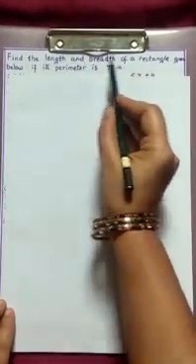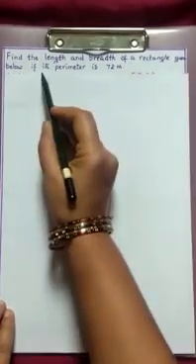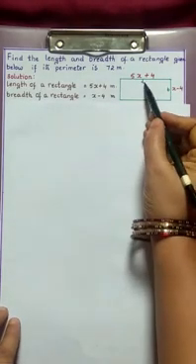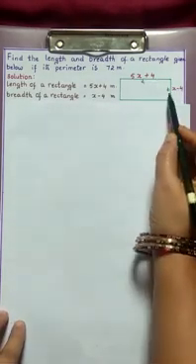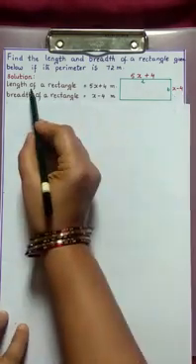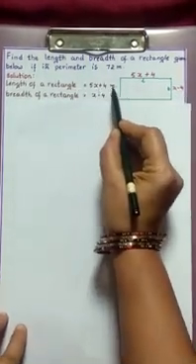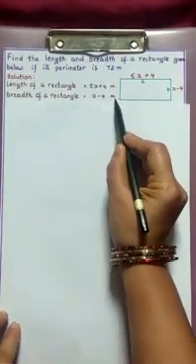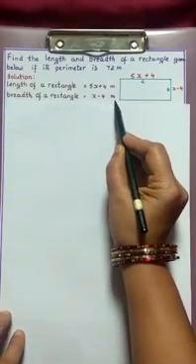Find the length and breadth of a rectangle given below if its perimeter is 72 meters. Now you see the figure here. Length is 5x plus 4, breadth x minus 4. So length of a rectangle is 5x plus 4 meters, breadth of a rectangle is x minus 4 meters. Units are very important, children, you must write.